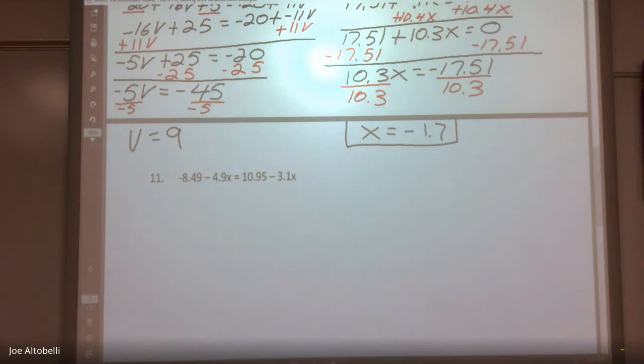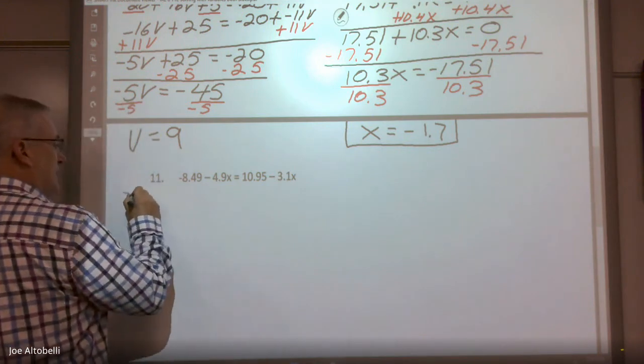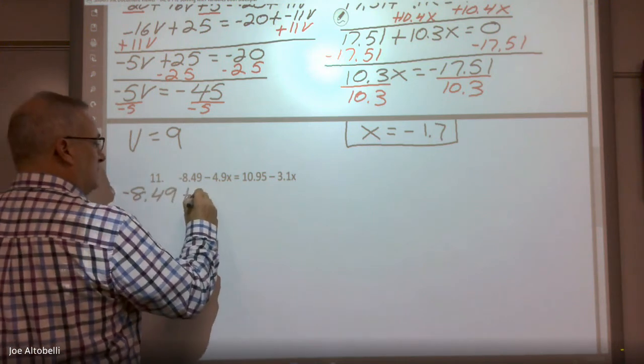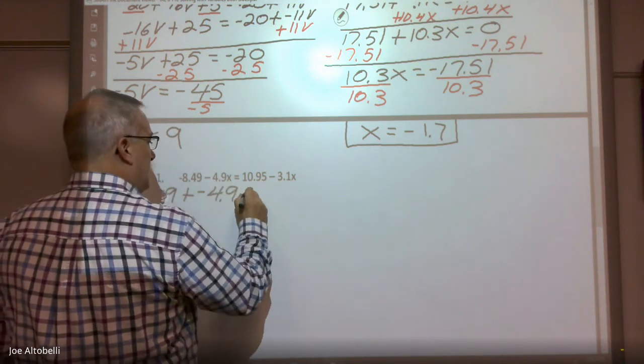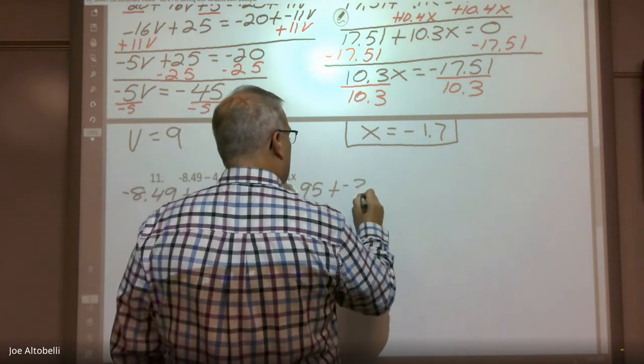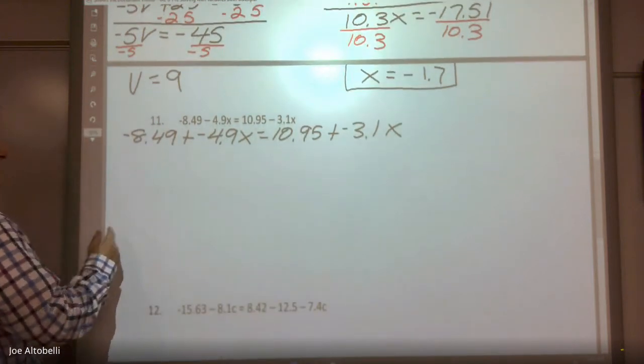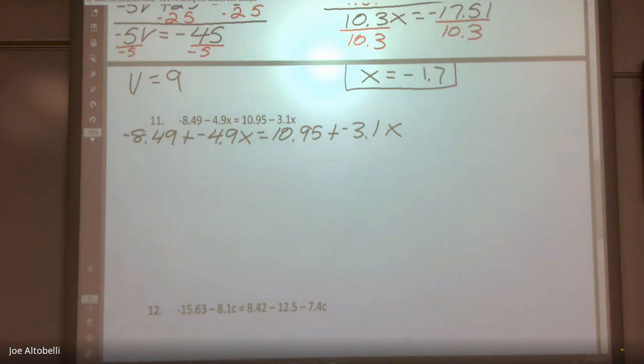Number 11, the first thing I'm going to do is rewrite it so it's adding the opposite. Okay, that's going to be my first step. Rewrite it so it's adding the opposite. So I have a negative 8.49 plus negative 4.9. Okay, so that's the first thing I did. Second thing, are there any terms to combine on the same side? No.